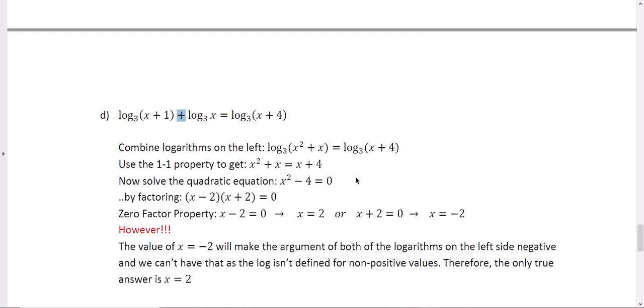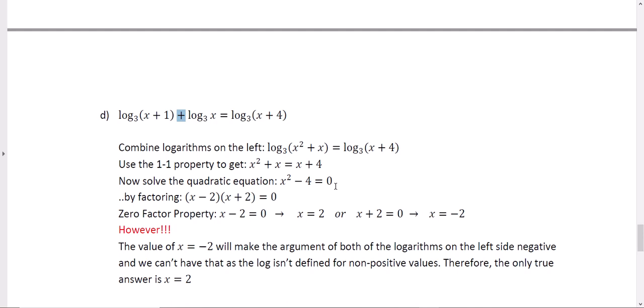Quadratic equation, we'll set it equal to 0, so let's subtract x and subtract 4 from both sides to get x squared minus 4 equals 0. I choose to factor. You could also use the square root property. X squared minus 4 equals 0. Factoring it becomes x minus 2 times x plus 2 equals 0.